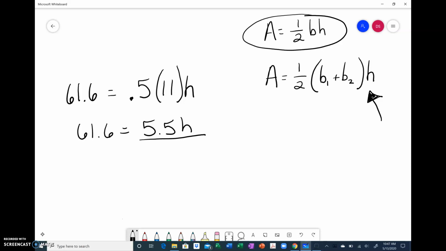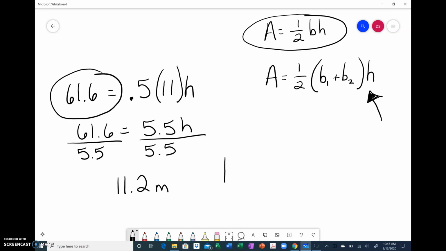Where I am going to use my calculator is in the division of 61.6, so I'm typing 61.6 divided by 5.5 equals 11.2 meters is the answer to what the height is in number 4. Okay, not squared, because we're only saying the height of the triangle, not the area. They told us the area. This number right here was squared, meters squared. Okay, that's how you solve for height.